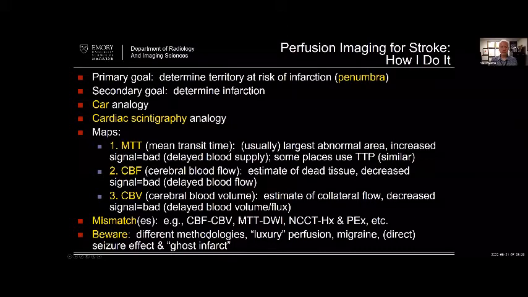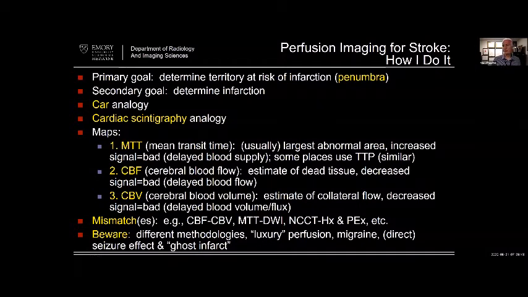Beware a few things: different methodologies, like different ways to do perfusion, may give different results. I showed you luxury perfusion earlier. Migraine can cause an issue, and migraine theoretically could present. A patient might look like they're having a stroke. That can show up on perfusion. Direct seizure effect, maybe more blood flow going into an area. That's the classic thing. You might see elevated blood flow in an area, maybe the MTT is decreased, those kinds of things. Don't forget, if you do perfusion, maybe there's a tumor, thinking of those things and the other things to be aware of.